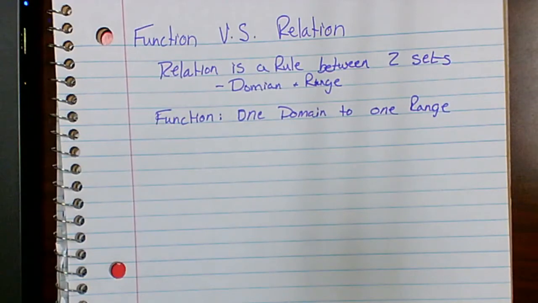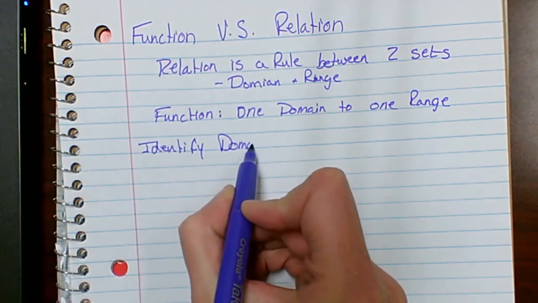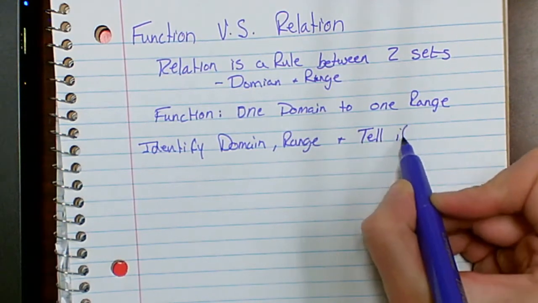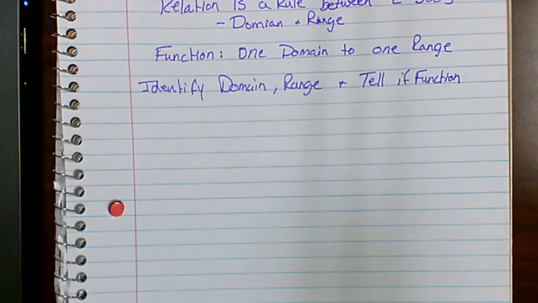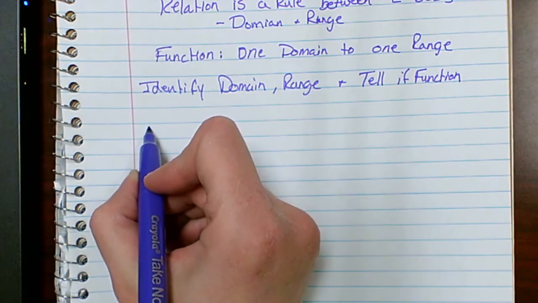So let's identify domain, range, and tell if it's a function. Okay, so there's many ways you can display a relation. You can have a map, you can have ordered pairs, a graph, or you can tell by an equation. And we're going to look at all of these in one video. So let's look at the first one. We are going to look at a map.